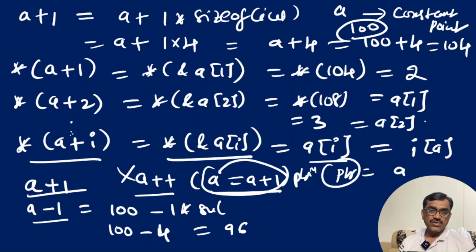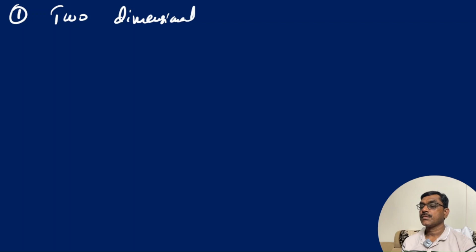Next, we will see two-dimensional arrays. Now we will see about two-dimensional arrays. Let us go to two-dimensional arrays. We are talking about the array name which is given to two-dimensional arrays.